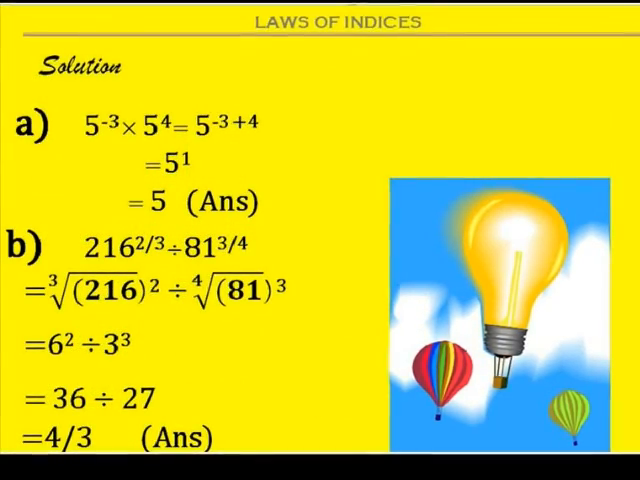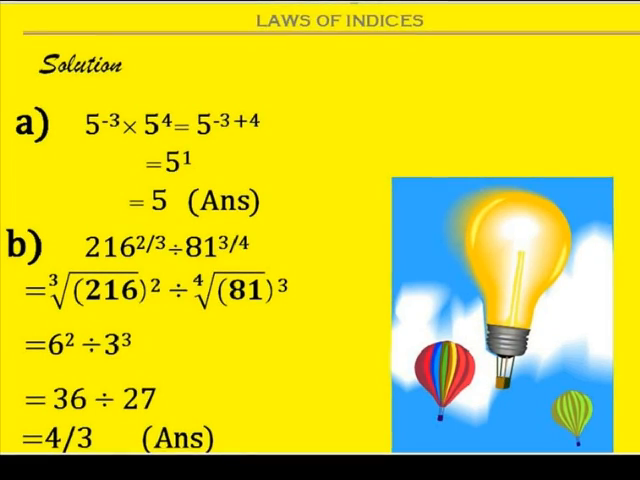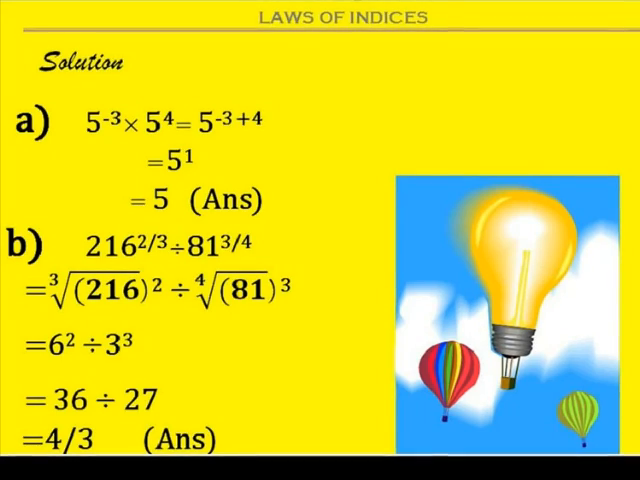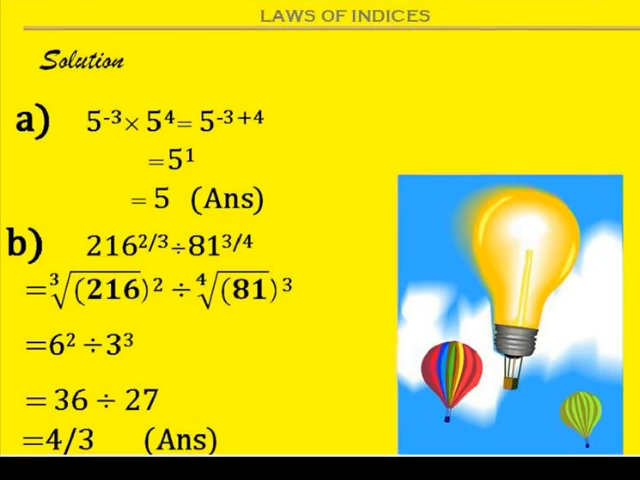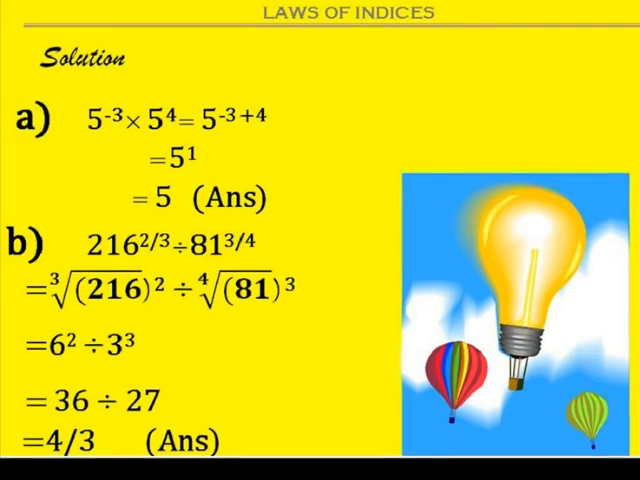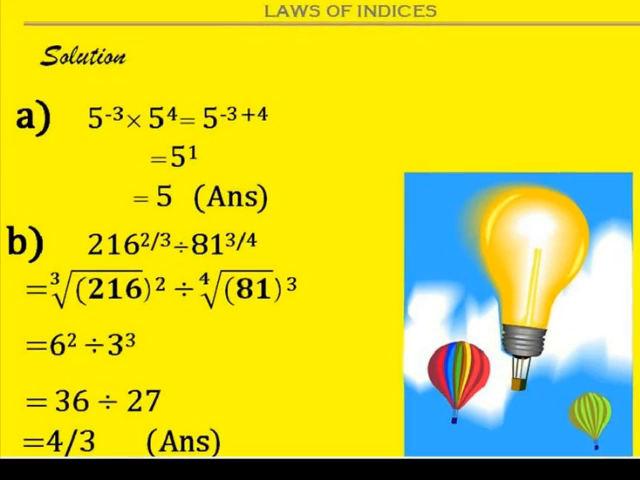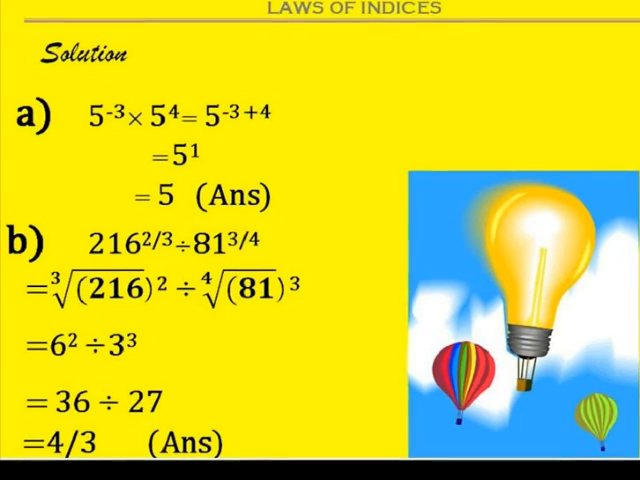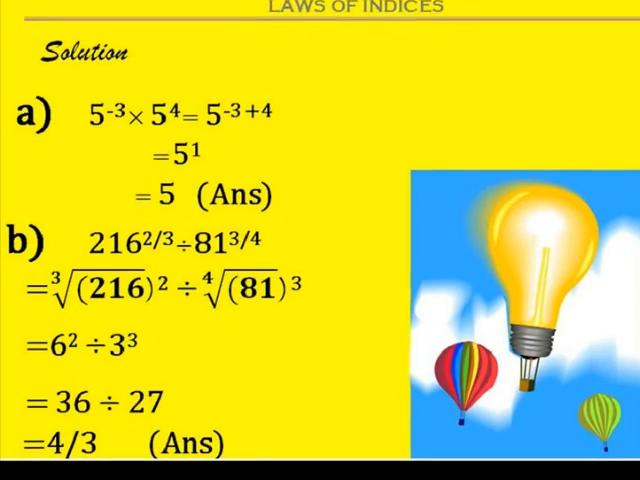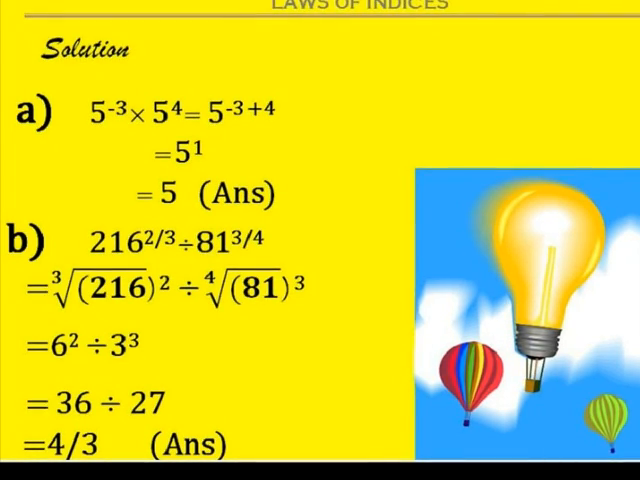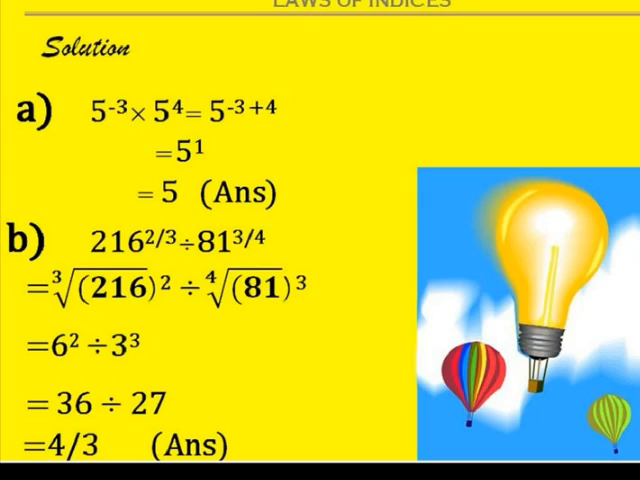Example 1. You find out that the first law says x raised to the power a times x raised to the power b is equal to x raised to the power a plus b. And that is why the powers minus 3 plus 4 are being added together. And when minus 3 is added to plus 4, the answer is 1. Hence 5 raised to the power 1. And 5 raised to the power 1 is 5.